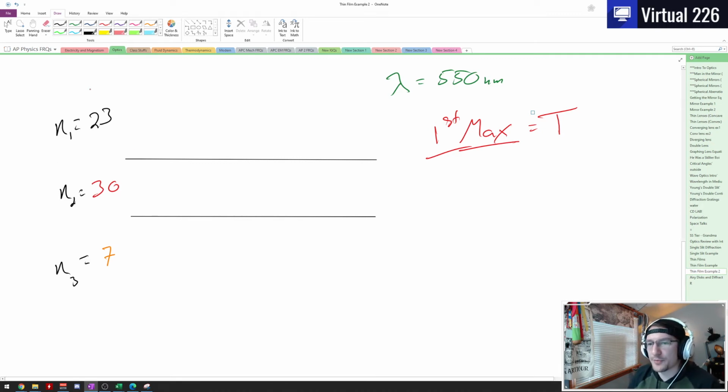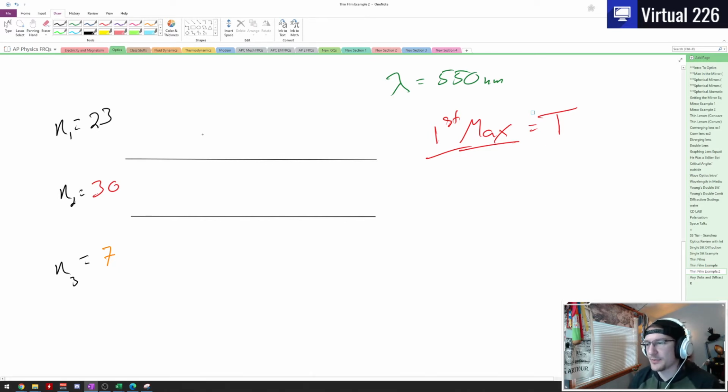So looking at another thin film problem, we've got N1 equals 23, N2 equals 30, N3 equals 7. All these numbers except the 30 were provided by my students. We've got a lambda of 550 nanometers provided by a student. And another one said, let's find the first maxima. So what is the thickness it takes to get to the first maxima?